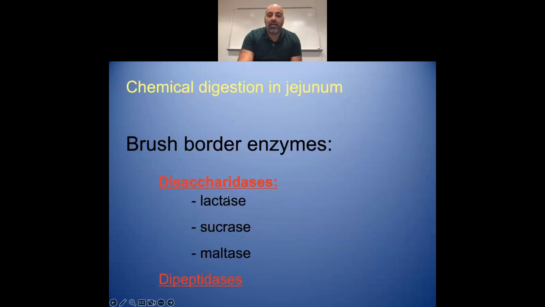Brush border enzymes. Okay, this is our fine tuning. This is what breaks down those disaccharides so we can absorb them. Remember, they must be monomers. They must be monosaccharides for us to absorb them. So we use lactase, sucrase, maltase to break down lactose, sucrose, maltose. Dipeptidases to break down those diamino acids. Okay, and then we can absorb them.